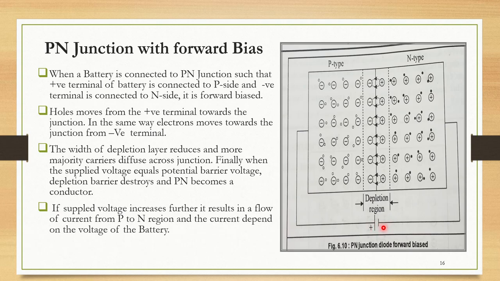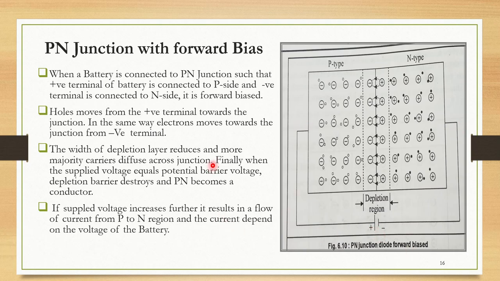We will add a battery here with the positive side to the P side and the negative terminal to the N side. When a battery is connected to a PN junction such that the positive terminal of the battery is connected to the P side and the negative terminal is connected to the N side, it is called forward biased. So this is a forward biased PN junction, because positive we have added to the P type and negative we have added to the N type.